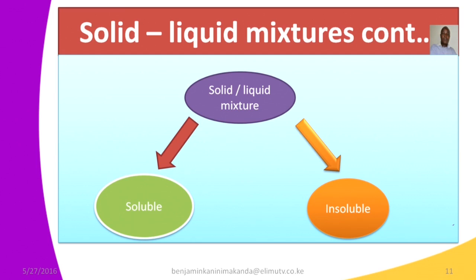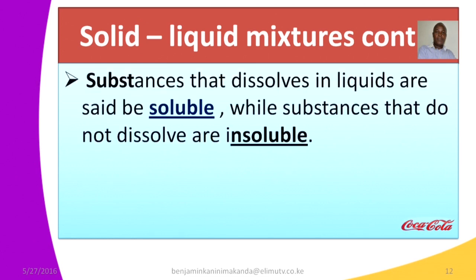Now we are still looking at solid liquid mixtures, and just to discuss what you've just watched, in solid liquid mixtures, substances dissolved in liquids are said to be soluble. So if substances dissolve in liquids, then they are said to be soluble. For example, if you take sugar and you put it in tea or in water and the sugar dissolves, then we say sugar is soluble. While those substances that do not dissolve are insoluble. An example is sand in water. It's not going to dissolve. We say it is insoluble.